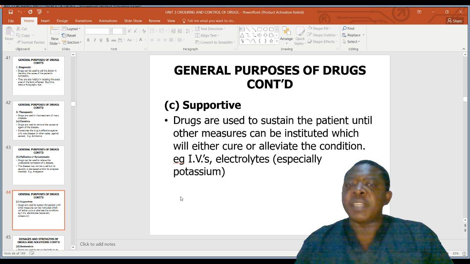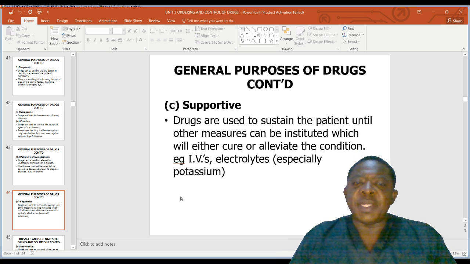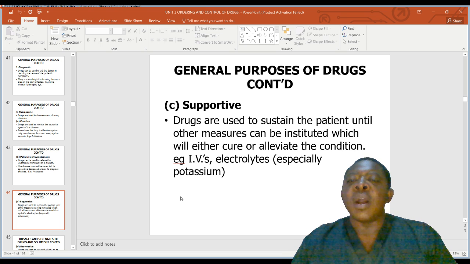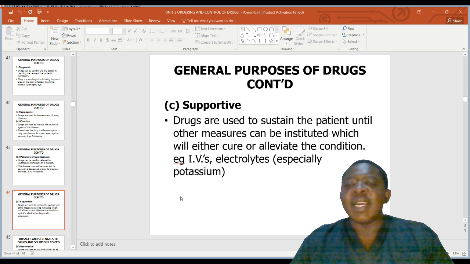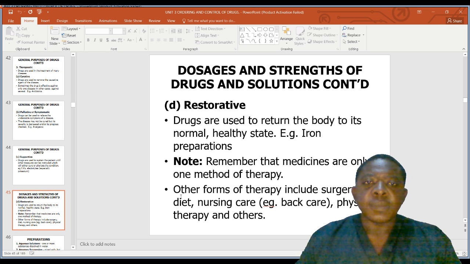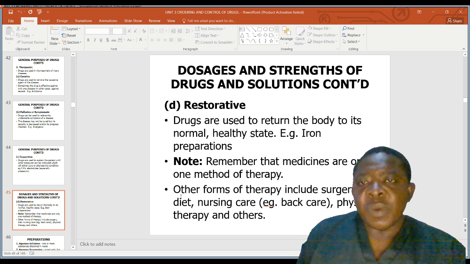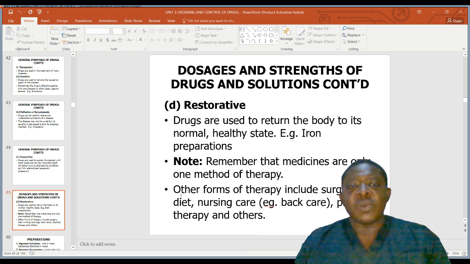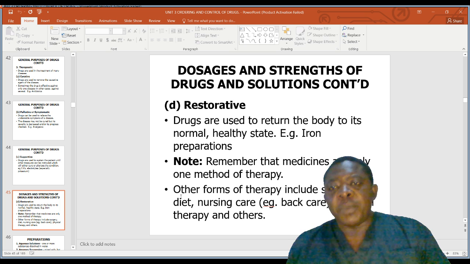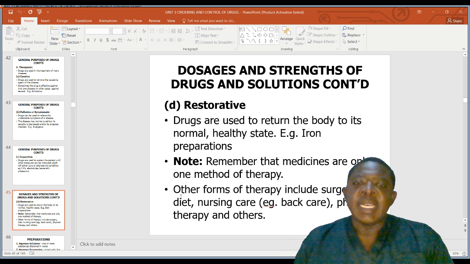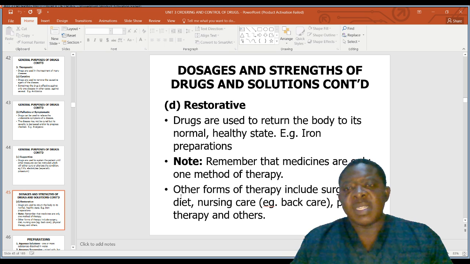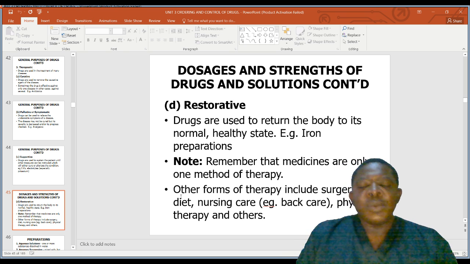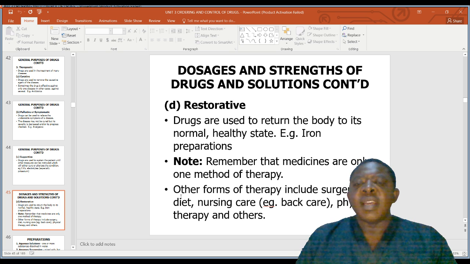Then in supportive, drugs are used to sustain the patient until other measures can be instituted, which will either cure or alleviate the condition. For instance, intravenous electrolytes, especially potassium. Then restorative is another general purpose. Drugs are used to return the body to its normal or healthy state. For example, if someone has anemia, you give an iron preparation in order to restore the hemoglobin level.